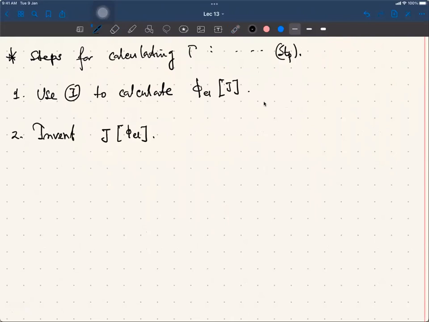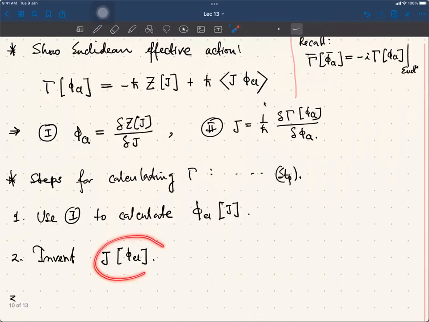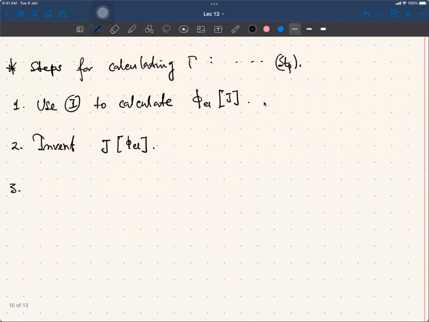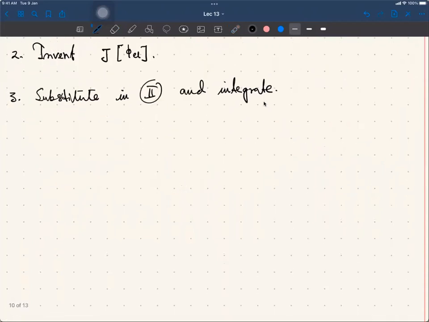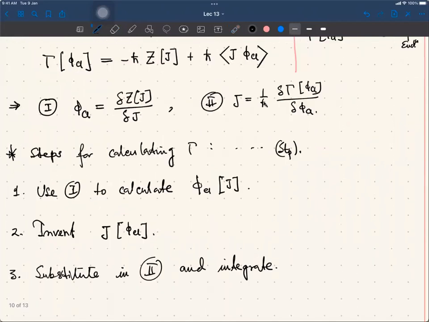And then the third step is to substitute this functional in this equation. Then you basically get the first derivative of Gamma in terms of phi_CL, so that you can integrate it. So it's a first order functional differential equation, which you need to integrate. Substitute in 2 and integrate. Now, so far this is where we stand.